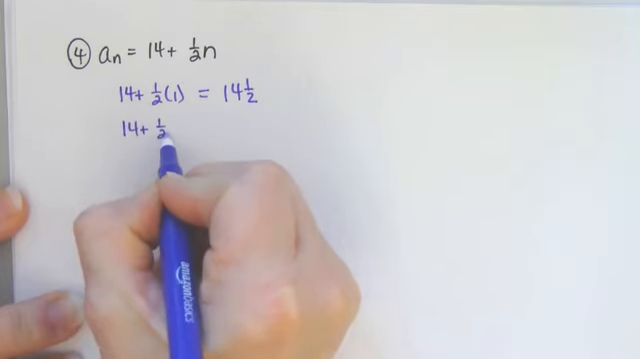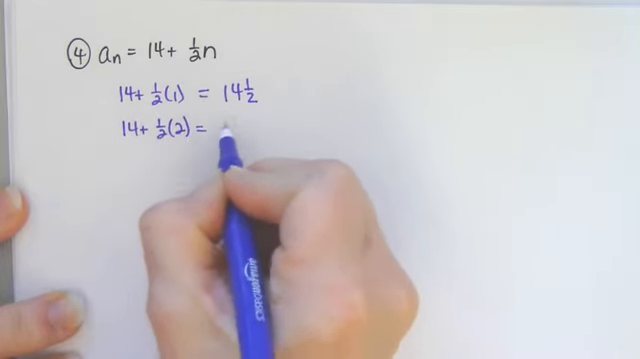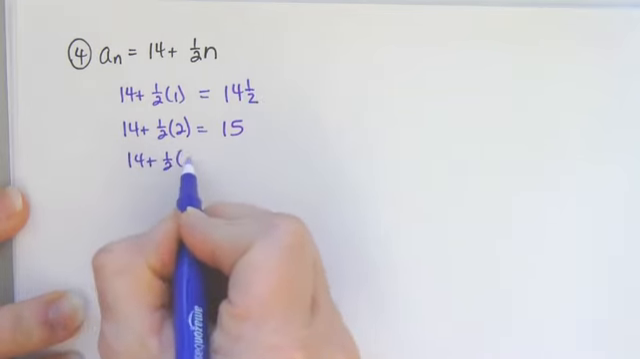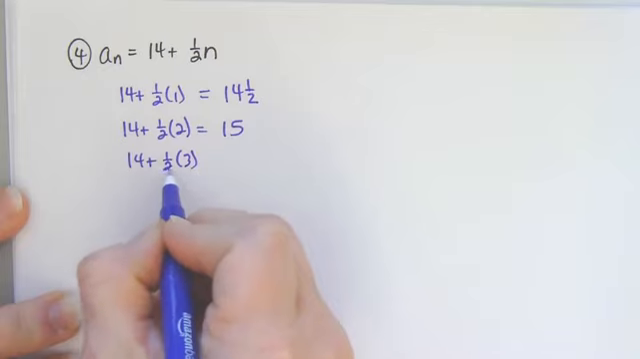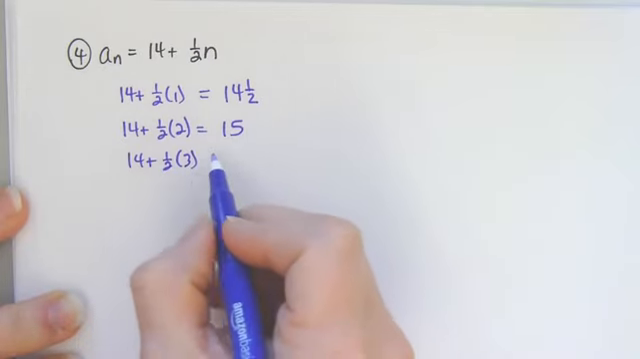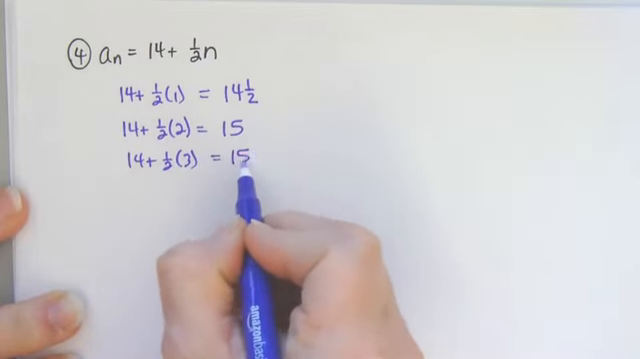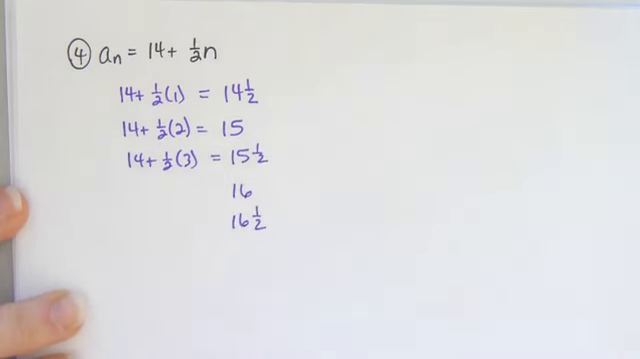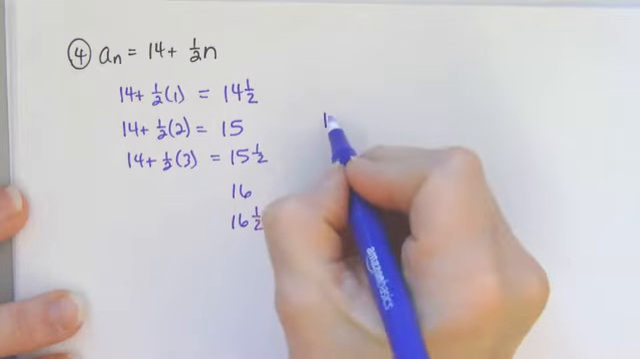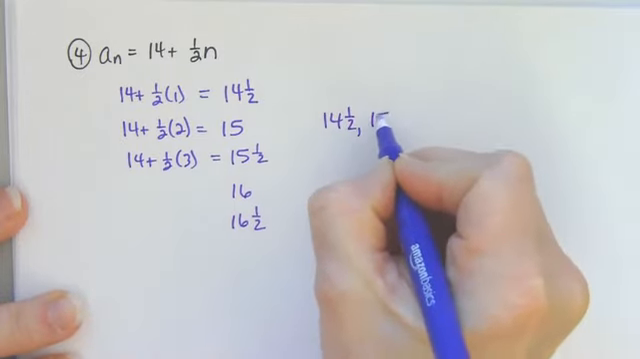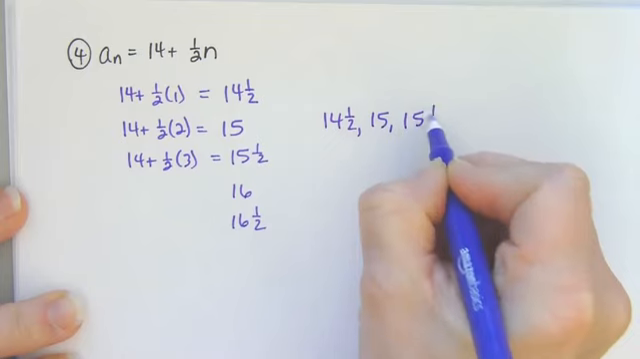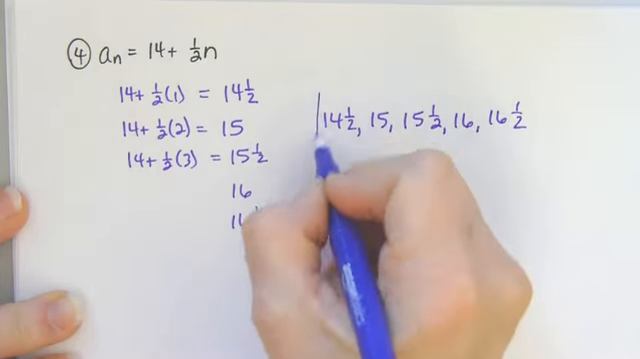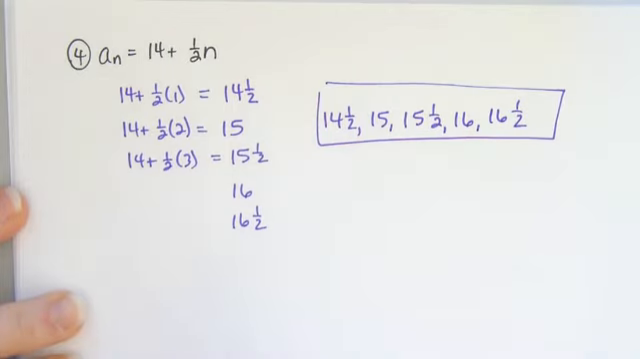The next would be to plug in 2 for n. So 14 plus 1 is 15. And again, some of you might already see what the pattern is with this one. 14 plus half of 3 would be 14 plus 1.5, so that would be 15.5. The next one's going to be 16, and then 16.5. So my list would be, and again, when you write a list, make sure you split them up with commas, because again, we're going to do something a little bit different in a day here. So here's my list, my sequence.